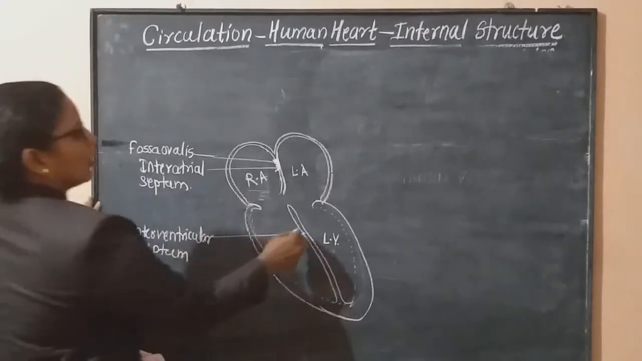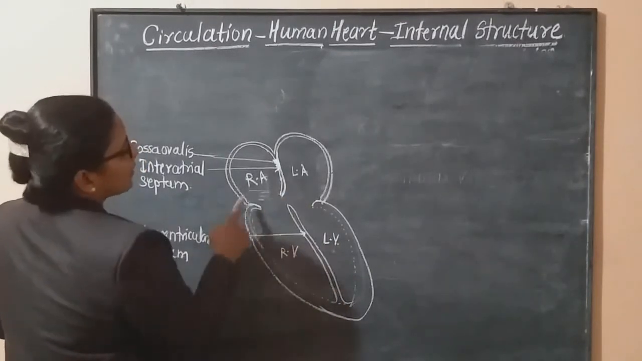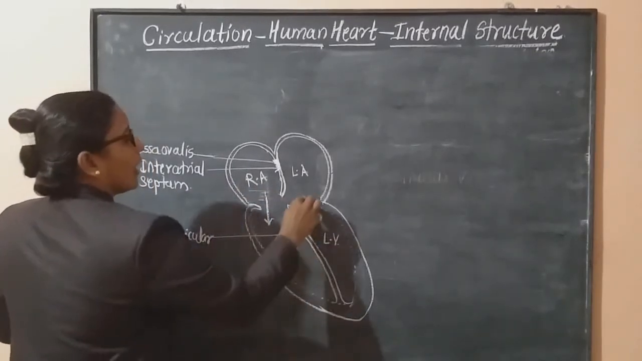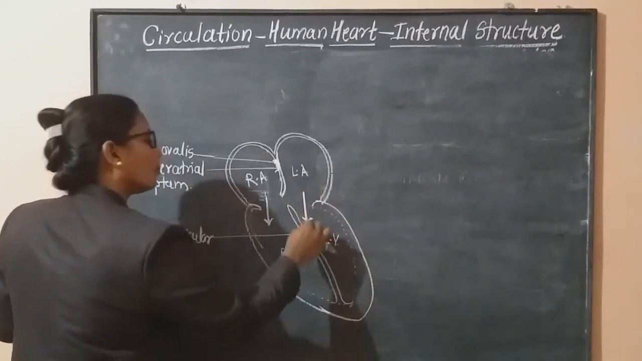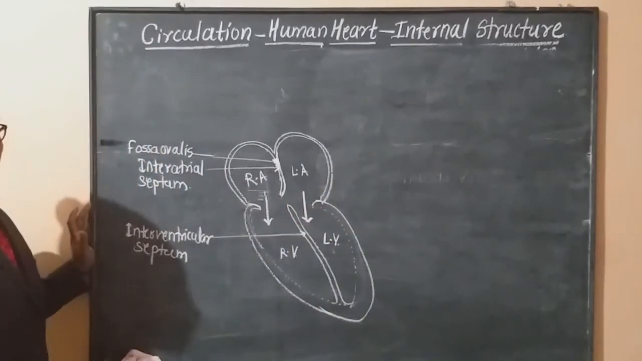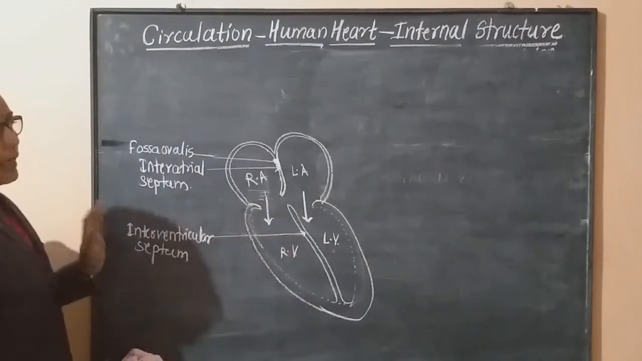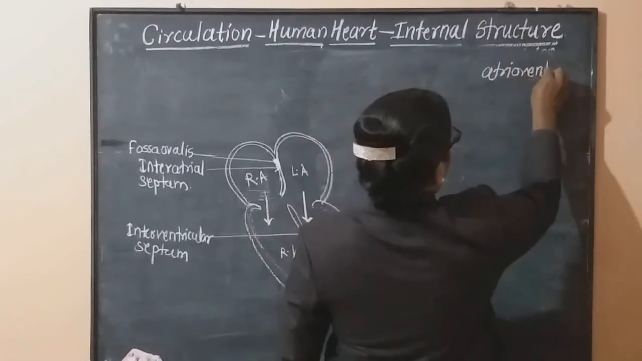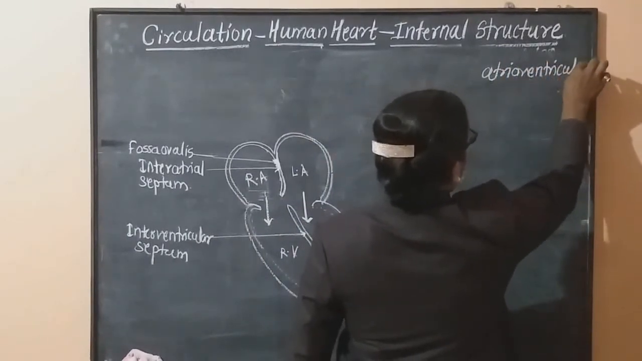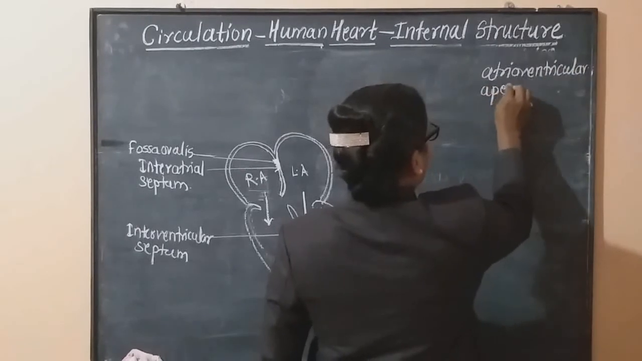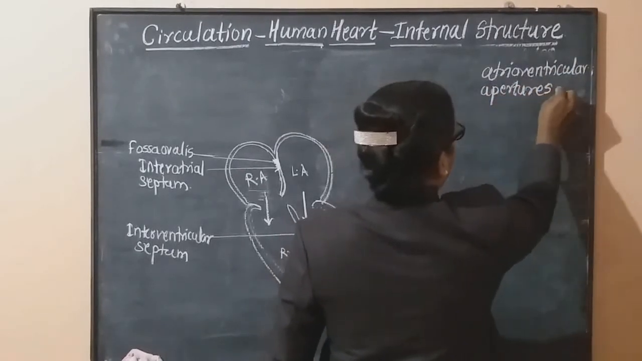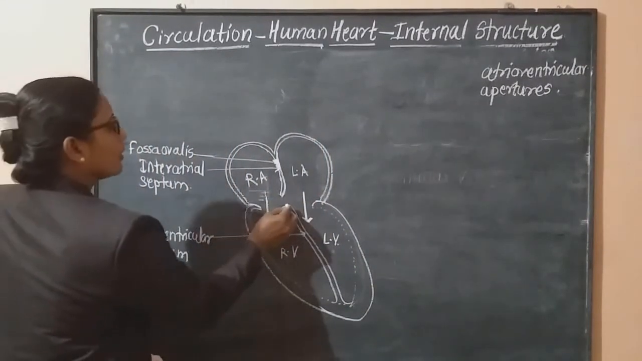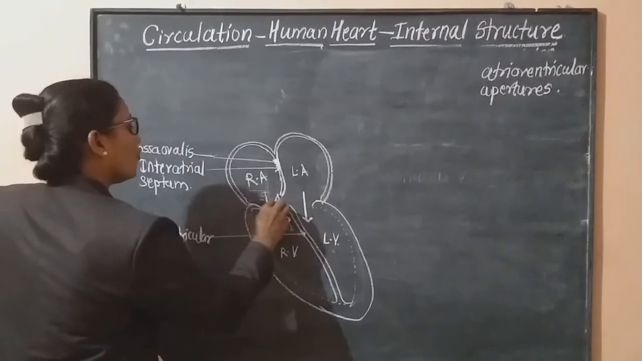Now the most important thing is that this right atrium opens into the right ventricle, and this left atrium opens into the left ventricle. These openings are called atrioventricular apertures. Now this opening is guarded by a valve.